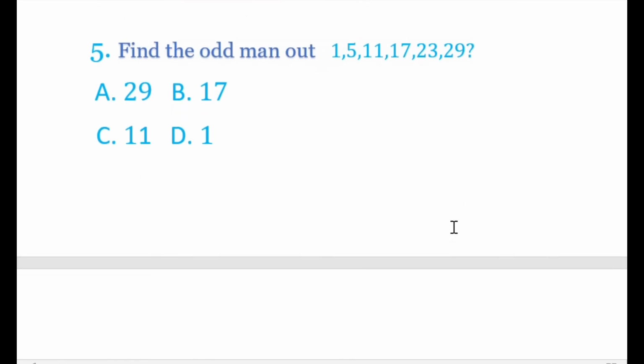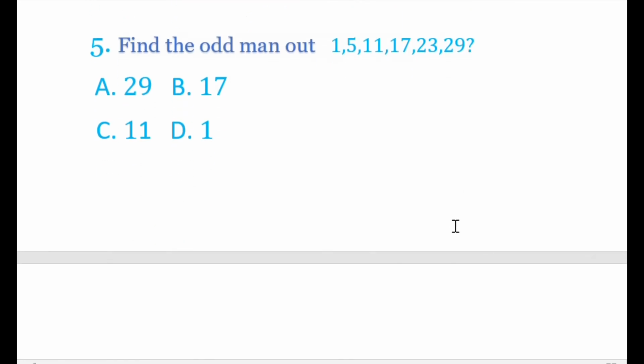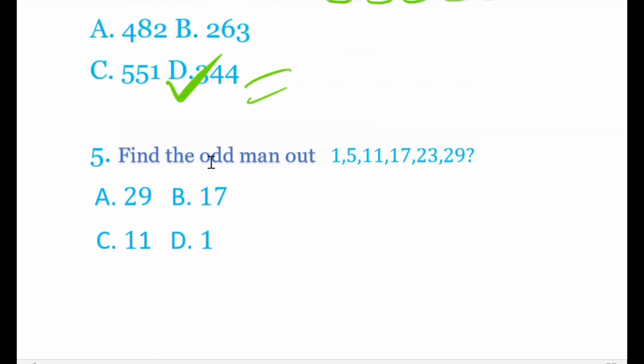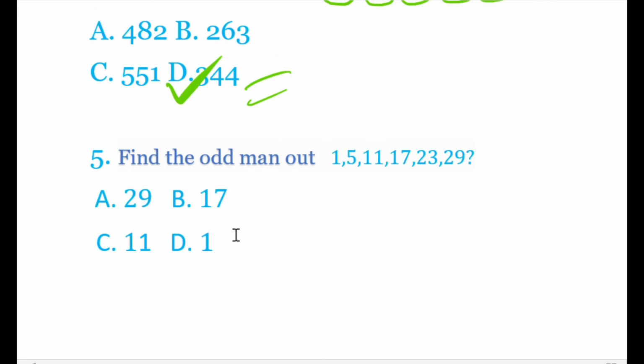If you are attending any RRB exam, SSC exam, or other government exams, they will definitely give you odd man out questions for sure. So this is the fifth and last question I'm discussing with you. You can take more and more examples and practice yourselves. The final question is to find the odd man out of this series. They have given certain numbers. If you want to answer, just pause this video and try to answer yourself.